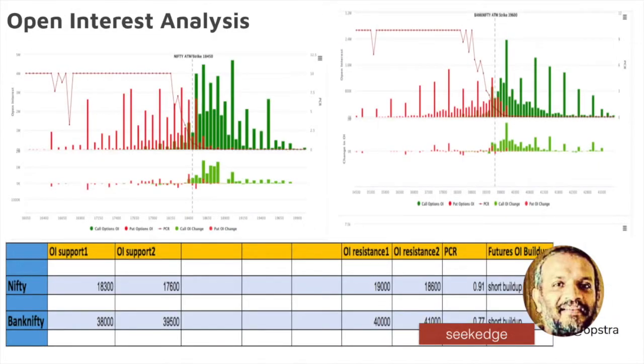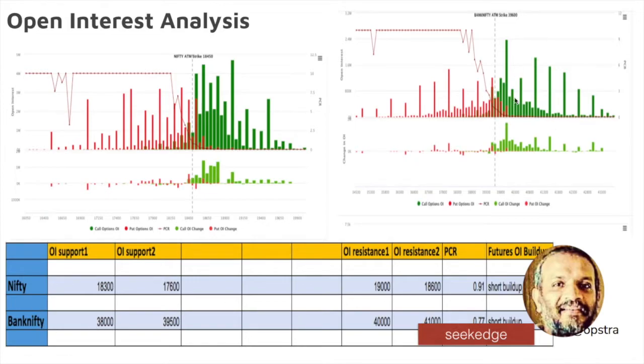Optimus Analysis: you can see Nifty on the left side and Bank Nifty on the right. For Nifty, 18300 is support, then you have 17600 with the highest put writing for the expiry of Thursday the 21st, the weekly expiry. Resistance for the Nifty is at 19,000, and we have a lot of call writing that can be seen at 18600 also. Brokerage is reduced slightly, but still near the bear zones, 0.91, and futures show short build-up.